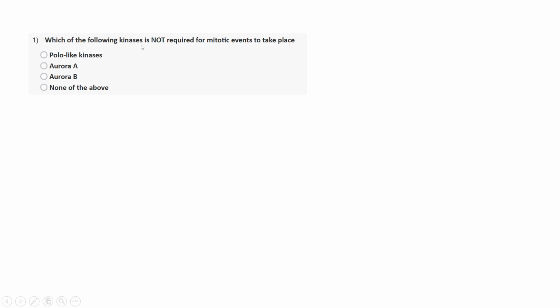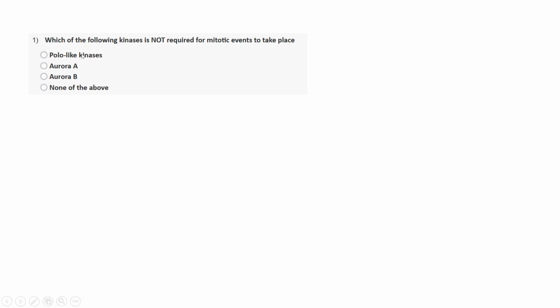So the first question is: which of the following kinases is not required for the mitotic event to take place? These are model questions, okay, previous year assignment questions. This is not the current assignment. The current assignment is due on the 15th, next Wednesday, I think on the 21st. After that only we will discuss that assignment of this week's content in the next Saturday class. So these are example questions from these slides.